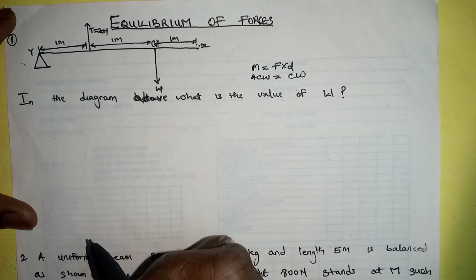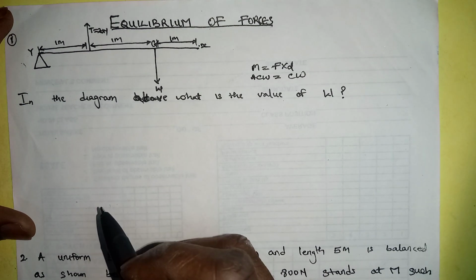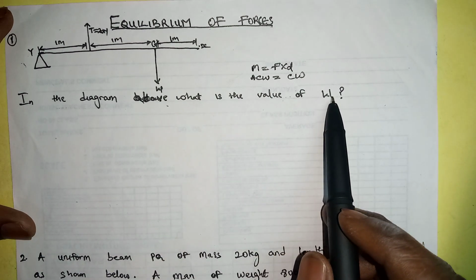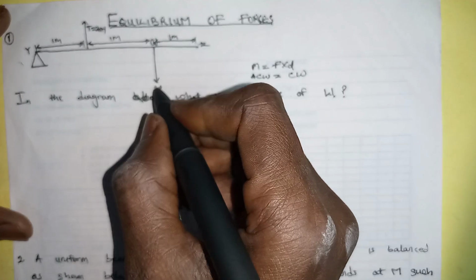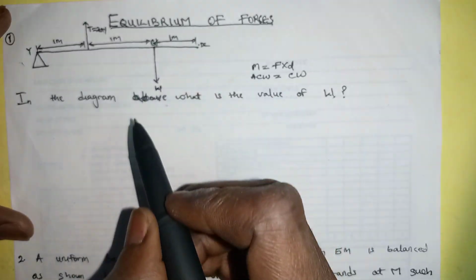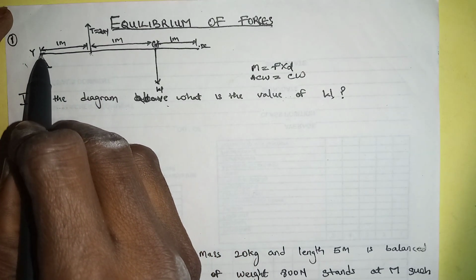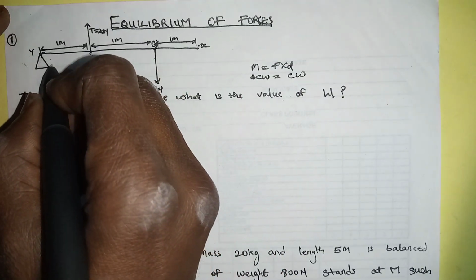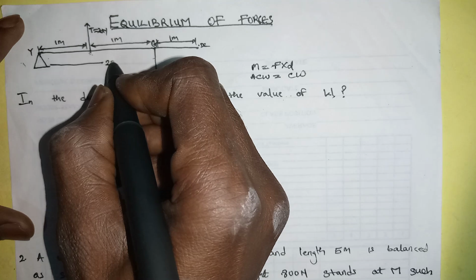So let's take a look at this first question. They said that in the diagram above, what is the value of W? This is our W here. The W was placed at the center of G. This is the center of gravity. From this place to this place is 1. If we continue to this place is also 1. So altogether from this place to this place will be equal to 2, so it will be 2 meter.